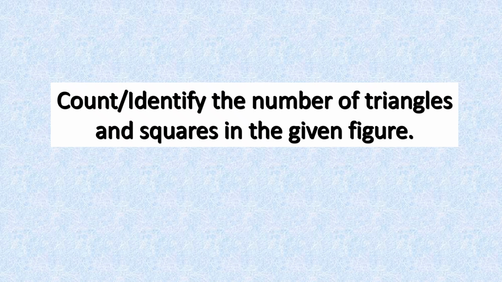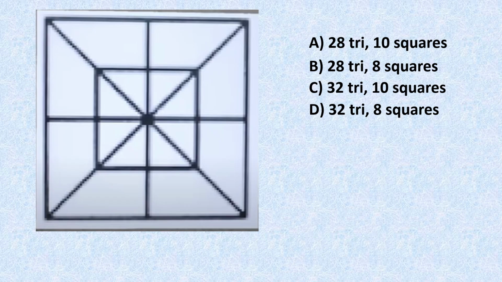Next question. Count or identify the number of triangles and squares in the given figure. Okay, so here they have asked to find out both the number of triangles and squares in the given figure. Okay, this is the last question where they have asked you to find out the number of triangles as well as the number of squares in one figure. Okay, and your timer starts now. Try to find out. Okay, time up.